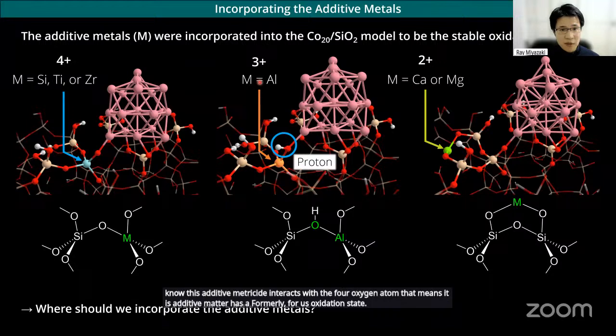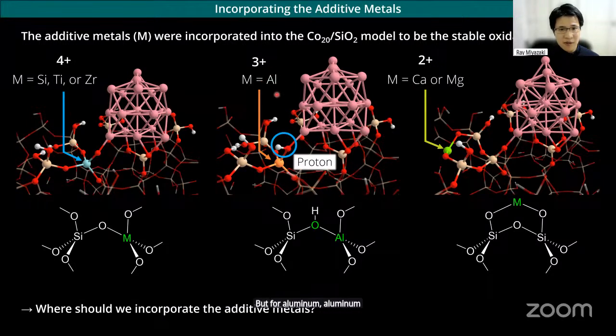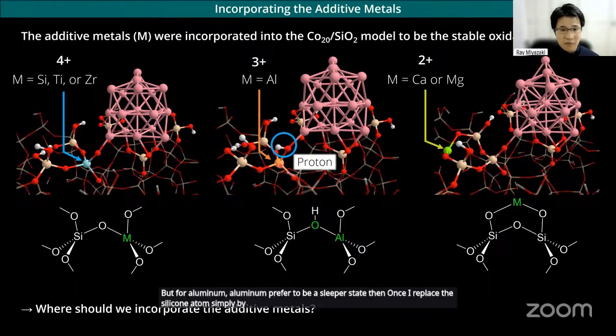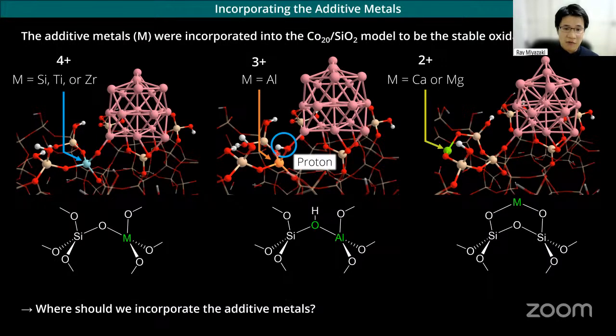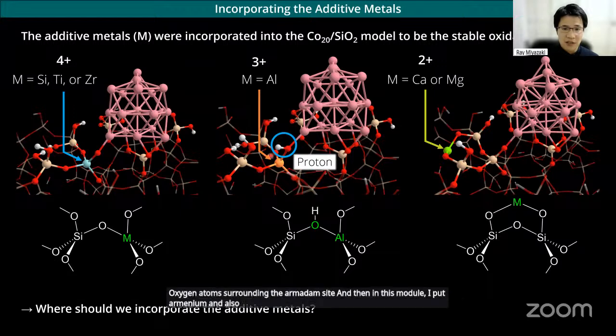But aluminum prefers to be in a 3+ state. Once I simply replace the silicon atom with aluminum, the charge balance is unstable, so we need to keep the system neutral. Then we need to put 1 proton on the oxygen atom surrounding the aluminum site. So in this model, I put the aluminum and also a proton as the interface site.